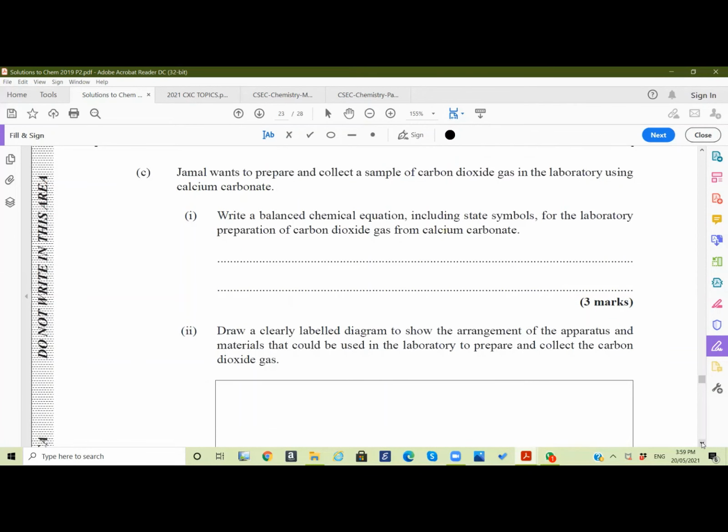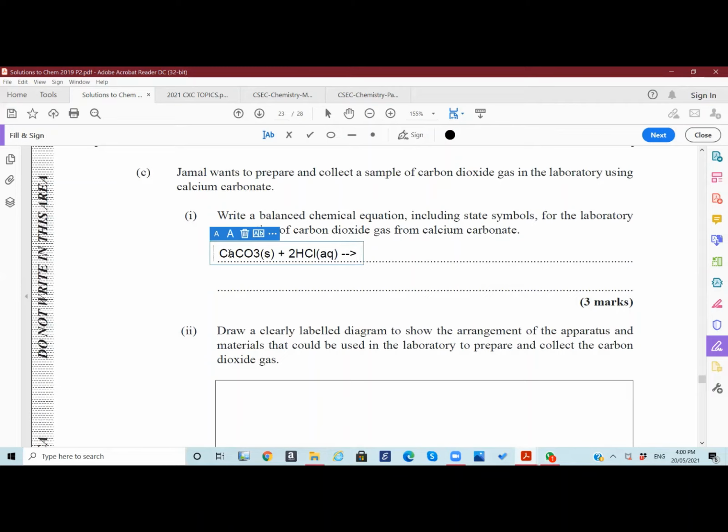Jamal wants to prepare and collect a sample of carbon dioxide gas in the laboratory using calcium carbonate. Part 1, write a balanced chemical equation, including state symbols, for the laboratory preparation of carbon dioxide gas from calcium carbonate. Okay, so you had 1 reagent correct, which is CaCO3, calcium carbonate. But it's reacted with the acid HCl. So this is the reaction.